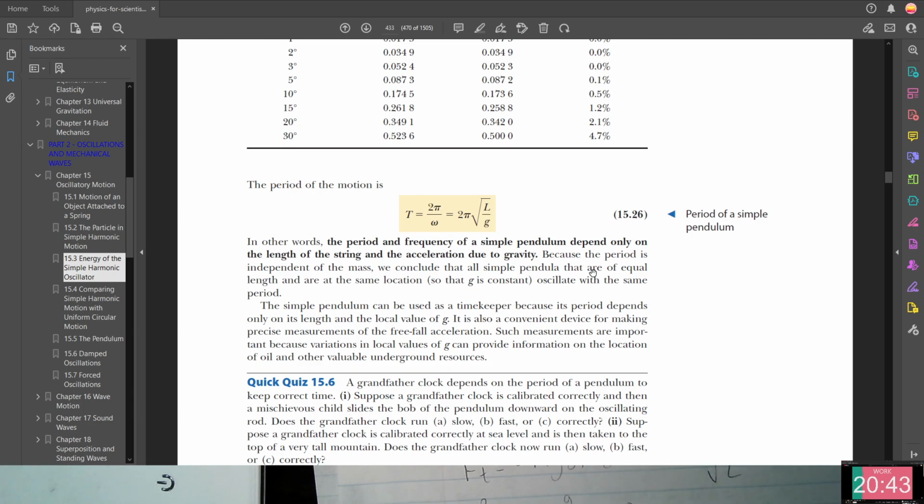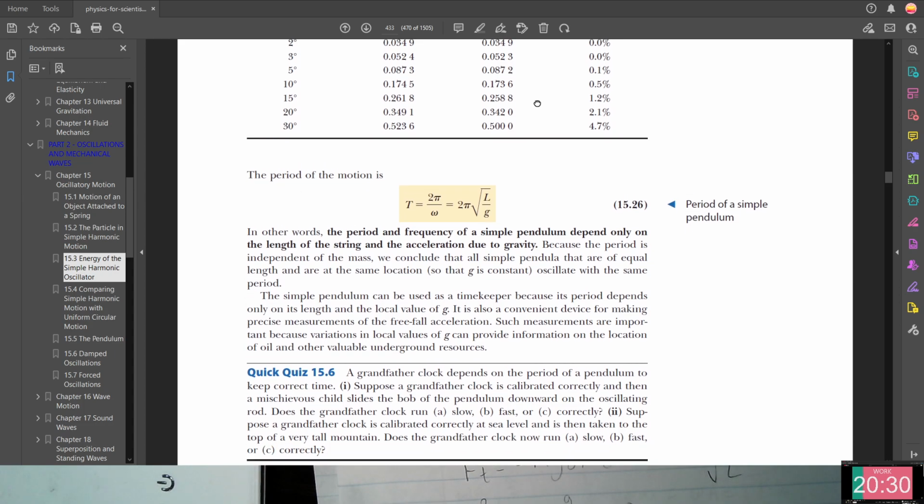Since the period is 2 pi root L over g, so length over g, which is gravity. Is that true, the length of the string? So if some kid slides the bob of the pendulum downward, I don't think it would change, so I think it's A. Or it would run correctly, so it's C.